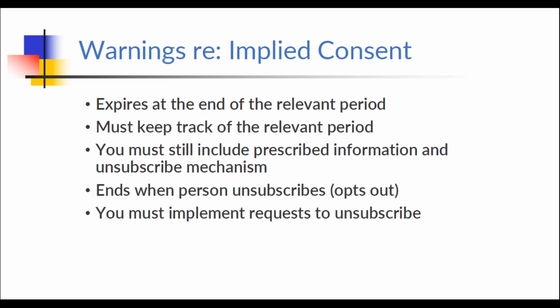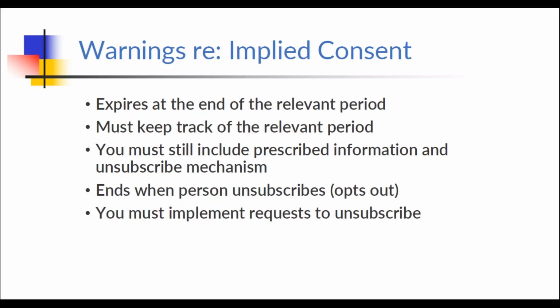And I say the relevant period because it's 2 years, essentially, but that 2 years depends on when it starts to run. So you need to figure out when it starts and when it stops, and you need to track that relevant period. That's important for when you comply with CASL. You want to make sure you have a tracking system. Now, having implied consent doesn't mean you're exempted from complying with the other CASL requirements. And the other CASL requirements, which I'll get to, are prescribed information and an unsubscribe mechanism.